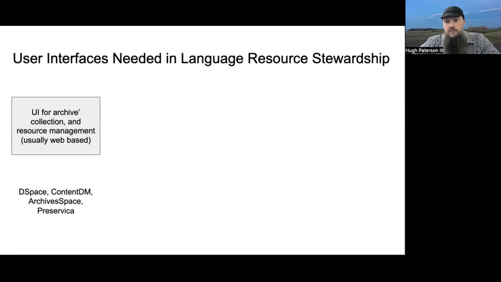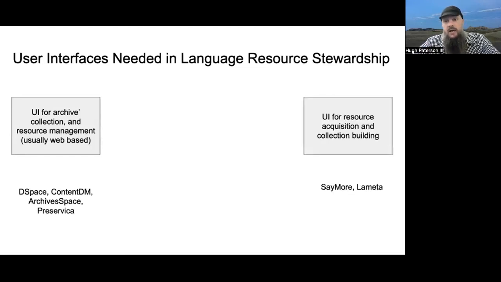So the first user interface that we know that we need to do good digital stewardship is a user interface for archive collection and resource management. And this is usually a web-based interface, but we talk about content management systems like DSpace and Content DM, Archive Space, Preservica. These are content management systems that archives use to do the stewardship work that they do. And this is usually a staff-facing user interface.